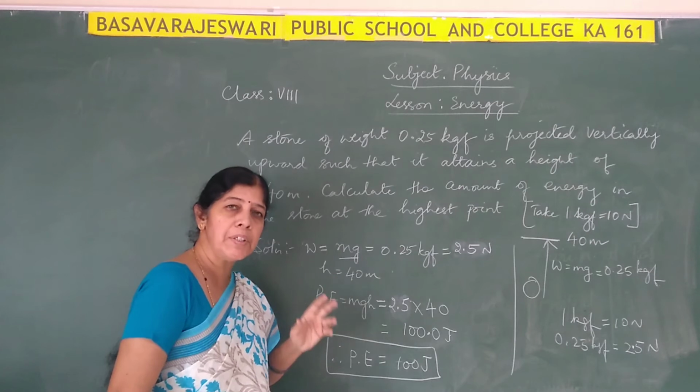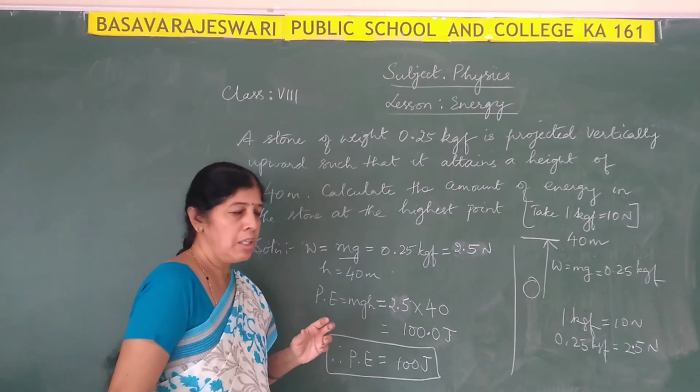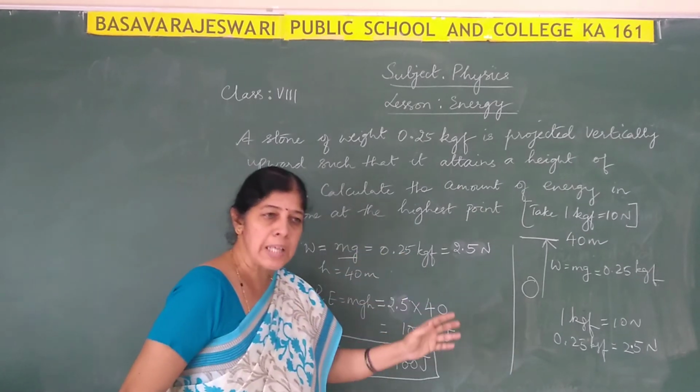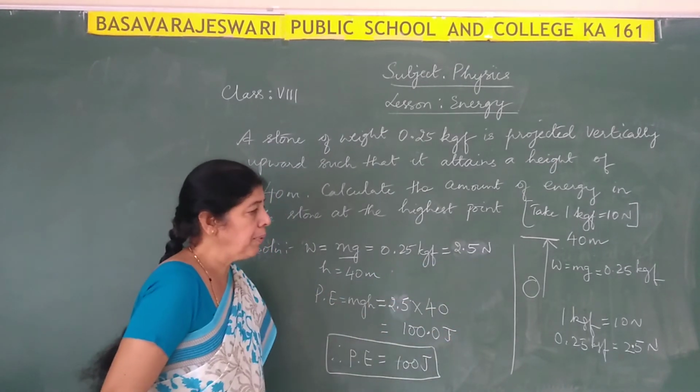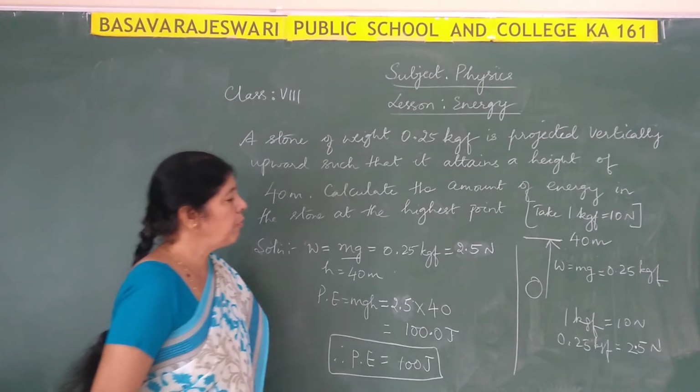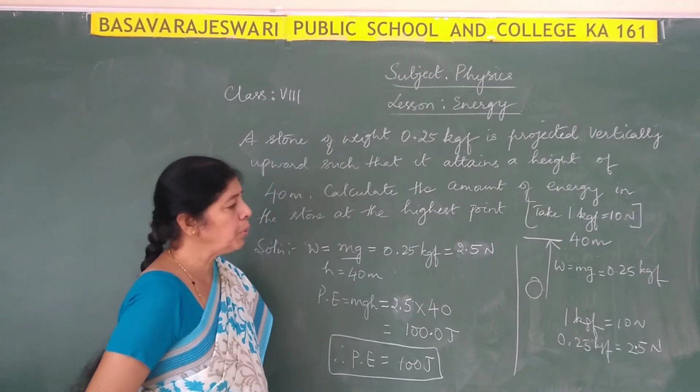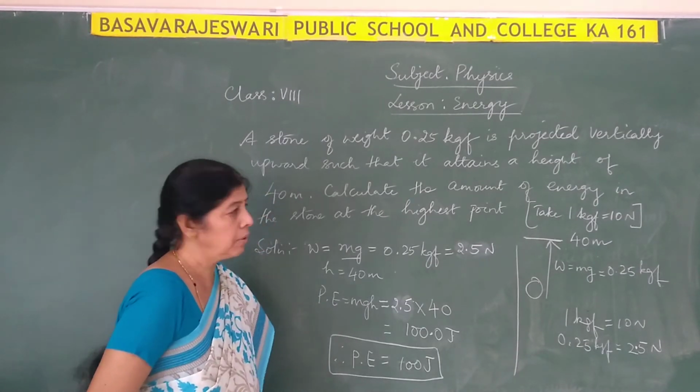Kgf is the gravitational unit of weight. You have to convert it into standard units, that is Newton. So 1 kgf is equal to 10 Newton. That is the conversion. 0.25 kgf will be equal to 2.5 Newton.